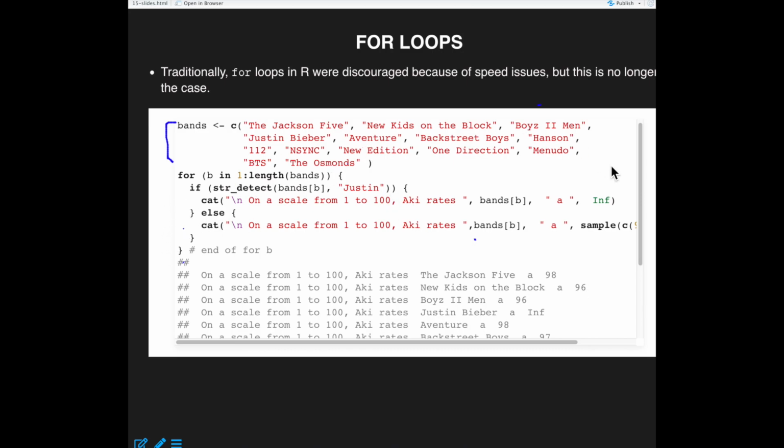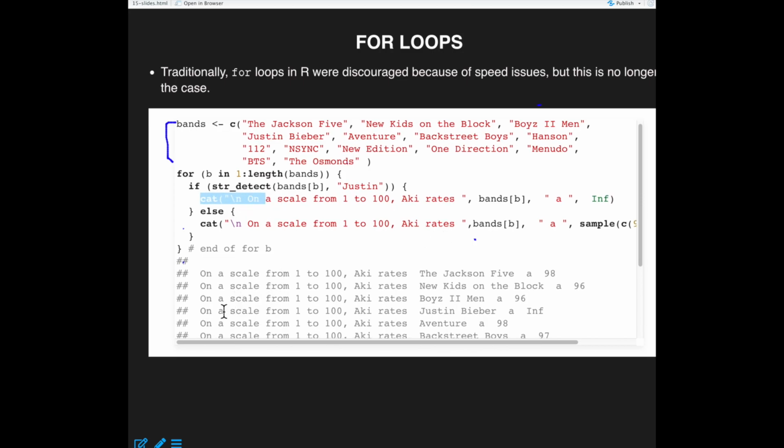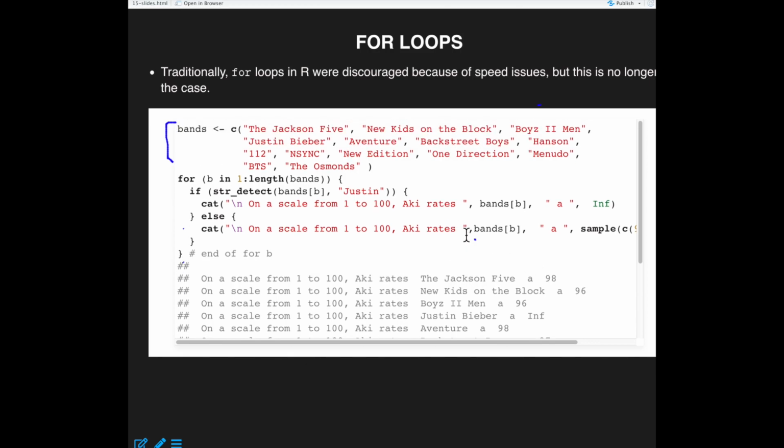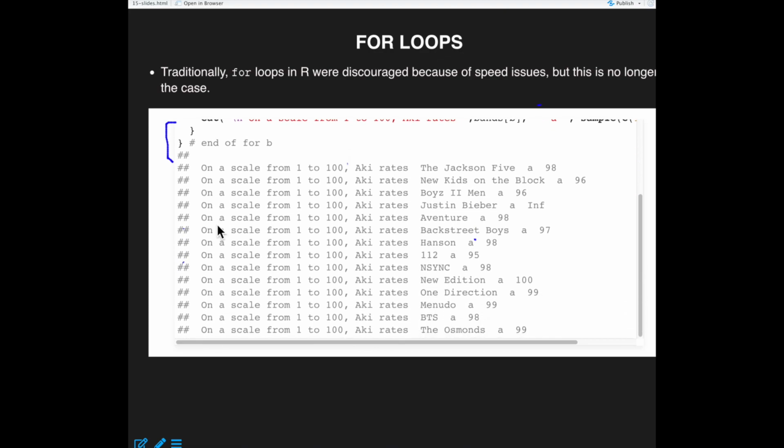Now eventually it will get to number 1, 2, 3, number 4, b will be equal to 4 down here, okay? And the string detect actually determines that the fourth band does contain Justin, and so it executes this, and Aki rates Justin Bieber to be infinite. Okay, infinite, like, maybe love. And it will go through the rest of the list exactly like that and execute each one. And so we'll see all of Aki's favorite boy bands down here like that.